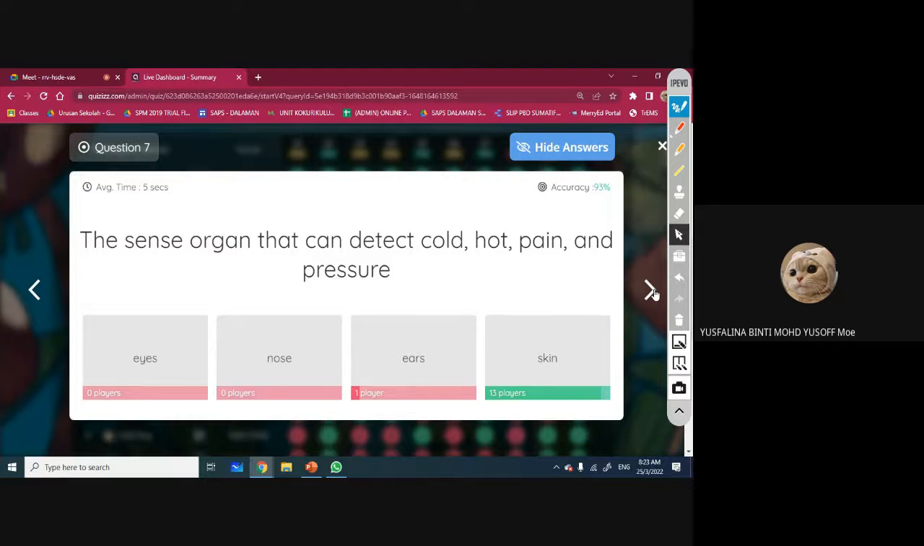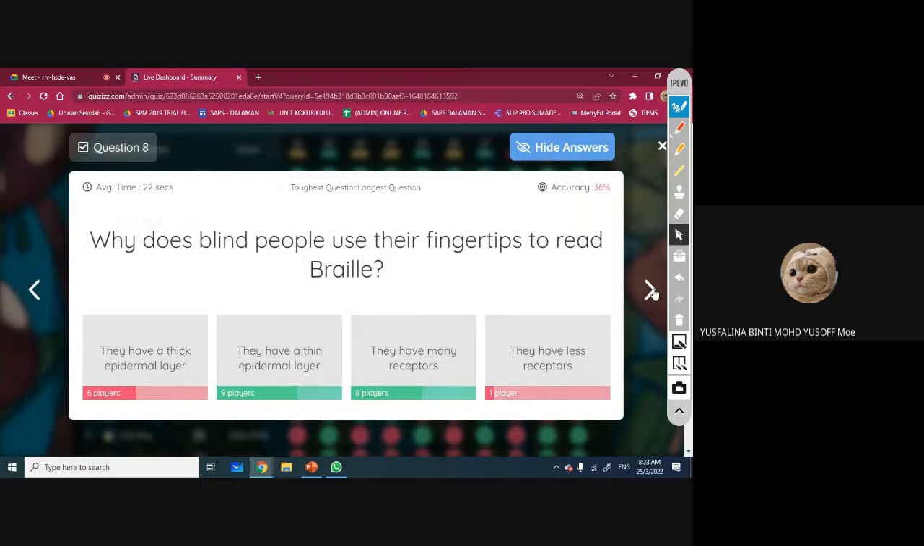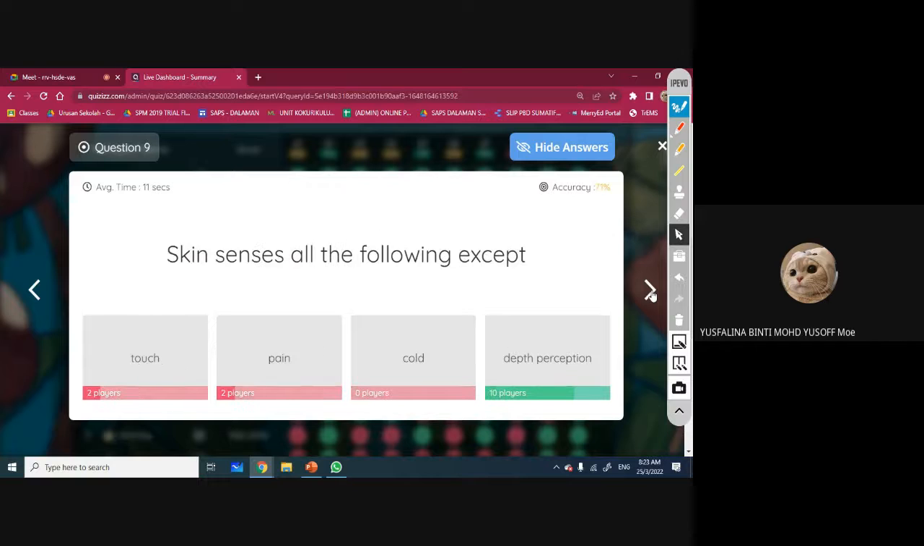Detect sound. Why do blind people use their fingertips? Because they have a thin epidermal layer and many receptors. Very good. If you have a thick epidermal layer, your sense will not be sensitive. Skin senses all the following except depth perception. Touch, pain, cold, of course they can sense, because there are 5 receptors there: heat receptor, cold receptor, touch receptor, pain receptor, and pressure receptor.